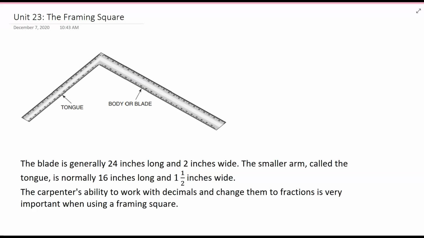The wider width was referred to as the body, or sometimes the blade, and the narrower one will be the tongue. So the way they're laid out is the blade is generally 24 inches long and 2 inches wide. And the smaller arm, which is the tongue, is normally 16 inches long and 1.5 inches wide. So 16 here. And this one will be 24 this way. And it forms a right angle.